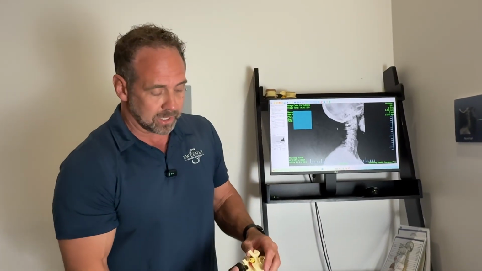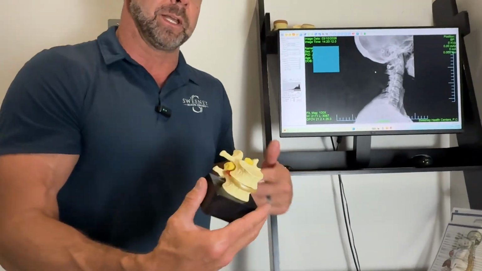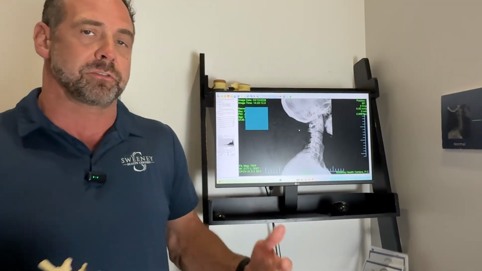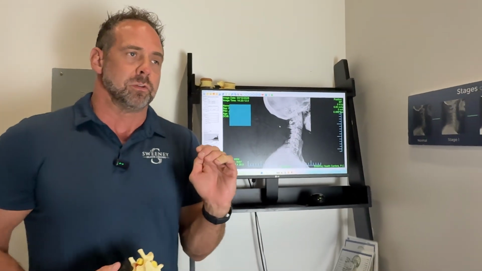Now, we don't treat heart attacks. That's not what we do here. Our job is to get the pressure off the nerve so the body can heal and repair the way it's designed. And then we show them rehab and stretches and exercises to reproduce that normal healthy curve in the neck with ligament stretching and strengthening to actually get to the underlying cause of the problem.